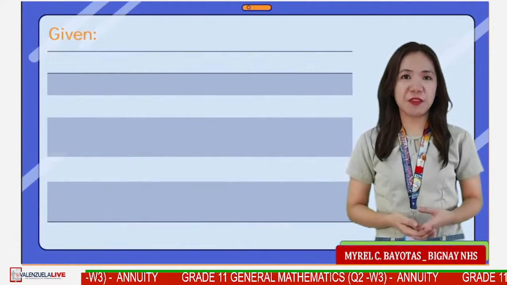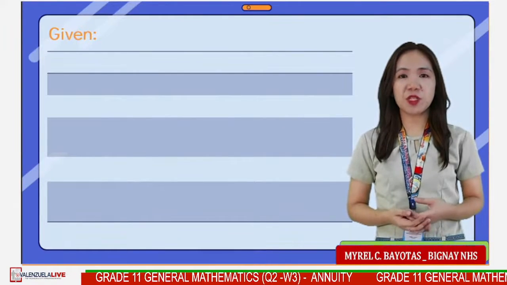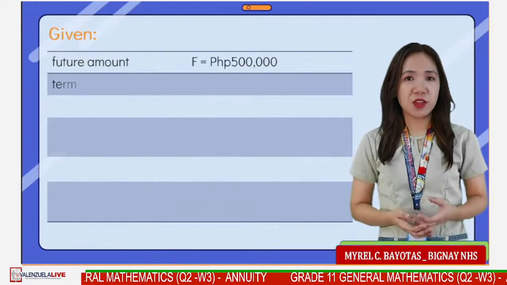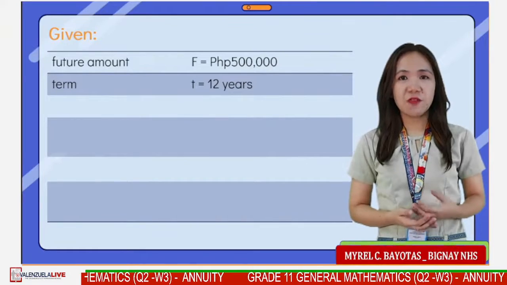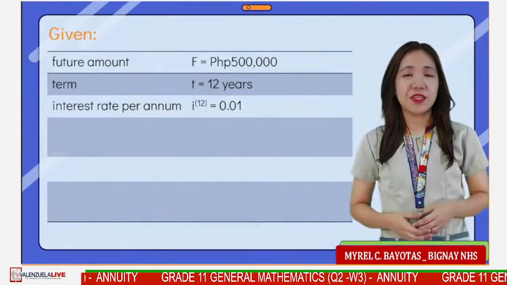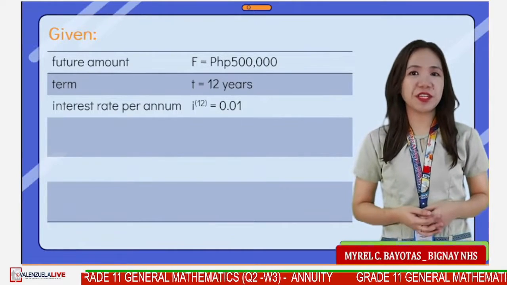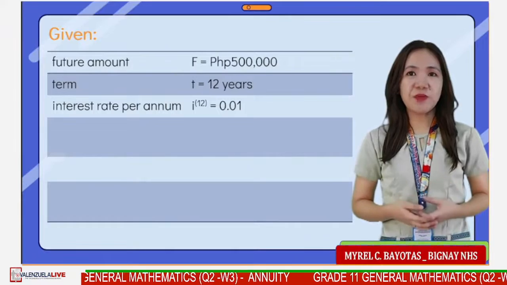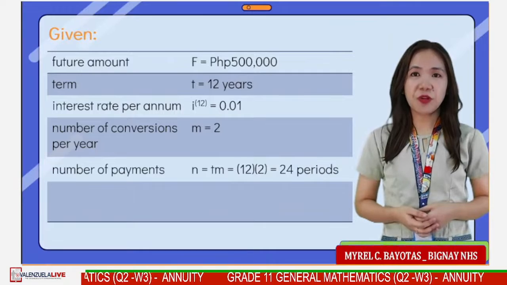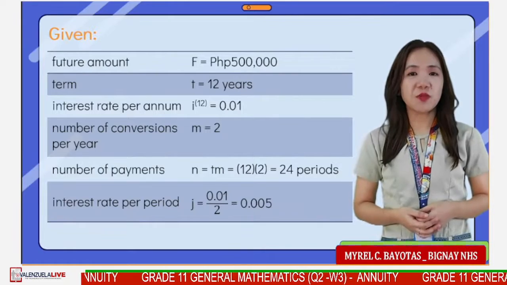First, let's list down the given. Since Mr. Ribaya would like to save 500,000 pesos, the future amount is F equals 500,000. The savings account is set for 12 years. Thus, T equals 12. The given interest is 1%, that is, I equals 0.01. Since it will be compounded semi-annually or twice a year, the number of conversions per year is M equals 2. The number of payments is 12 times 2 equals 24 periods. Lastly, the interest rate per period is J equals 0.01 divided by 2 equals 0.005.